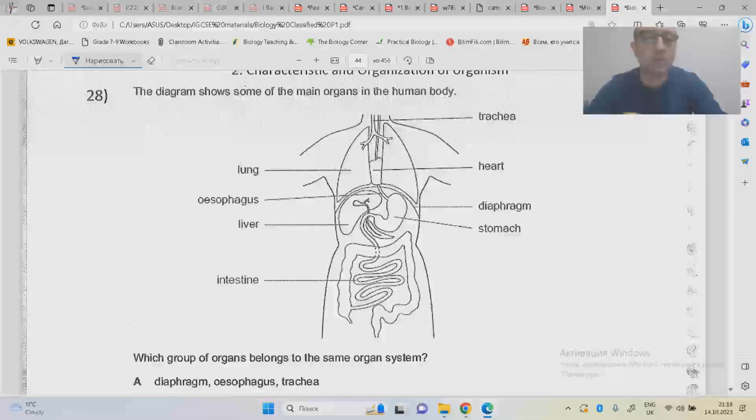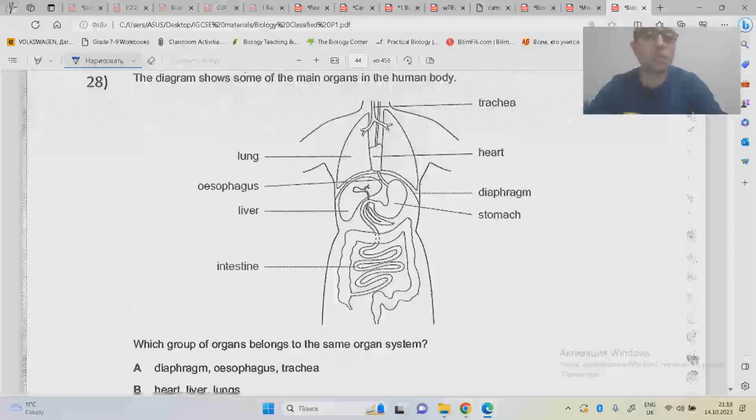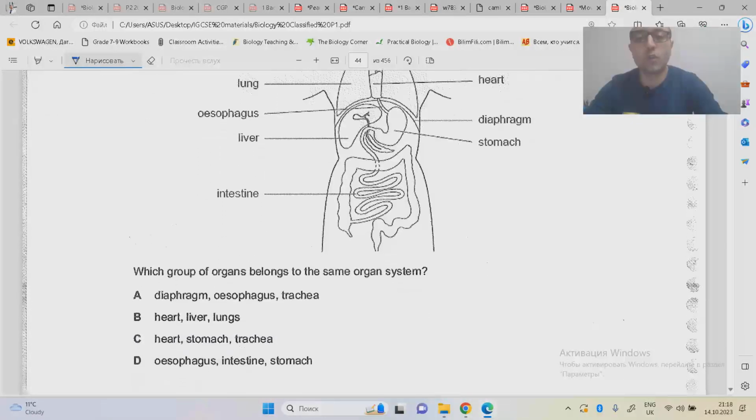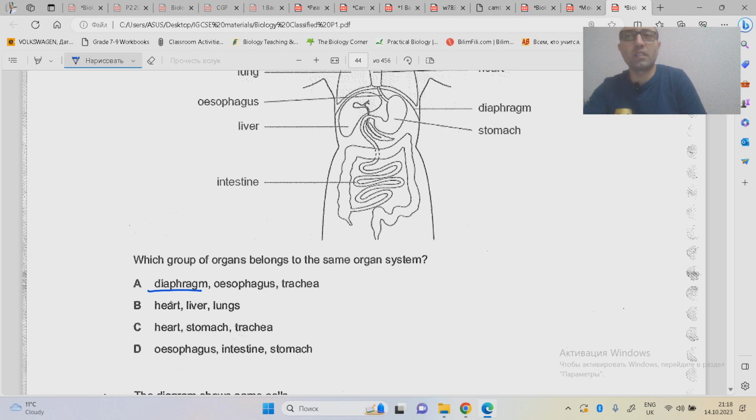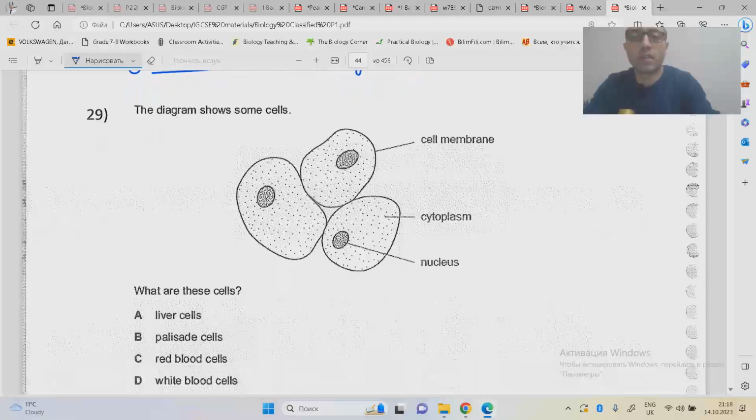28. Which group of organs belong to the same system? Okay, let's find an example. First of all, the diaphragm, we are learning in the respiratory system, but it's also a muscle. Esophagus is a part of the digestive system. Trachea is a part of the respiratory system. As you see, they are from different systems. In B, heart is the circulatory system, liver is digestive, false. C, heart, circulatory, stomach, digestive, false. The answer in here is D, because all of them are a part of the digestive system.